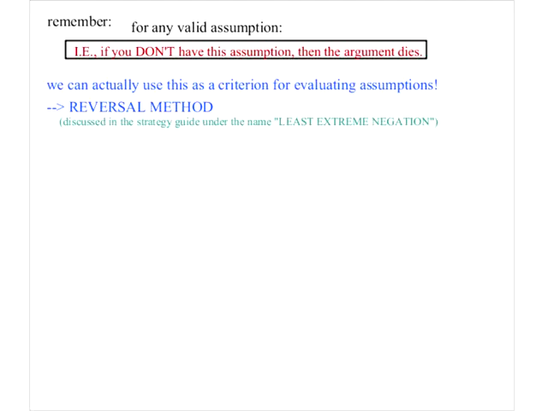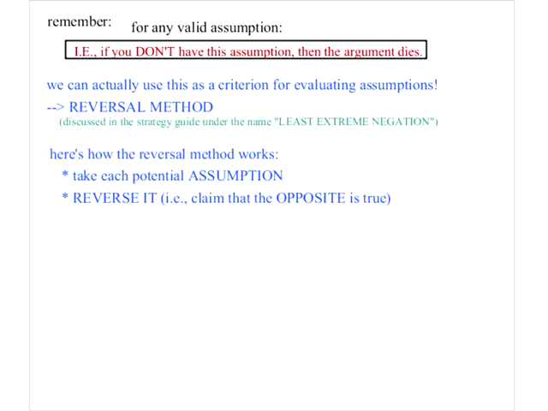Here's how the reversal method works. Take each potential assumption and reverse it. Reverse it, meaning say that the opposite is true, i.e. claim that the opposite is true. And then, what should happen? So go ahead and type in the text box. If I've got the correct assumption and I reverse it, if I say it's not true, then what should happen to the argument? What do you think should happen if I reverse that assumption?